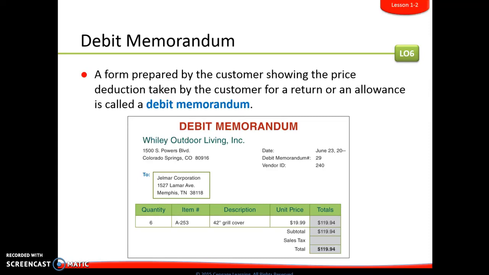A debit memorandum is a form prepared by the customer showing the price deduction taken by the customer for a return or an allowance. So if you remember the difference between those, a return is when we return the merchandise or a customer returns it. An allowance is, it could be that they return part of the merchandise, or it could be that maybe they got something defective, and so we're just giving them almost like a discount for what they receive.